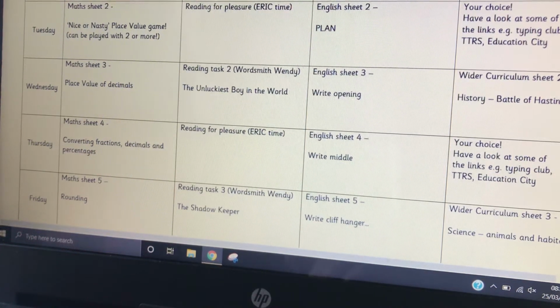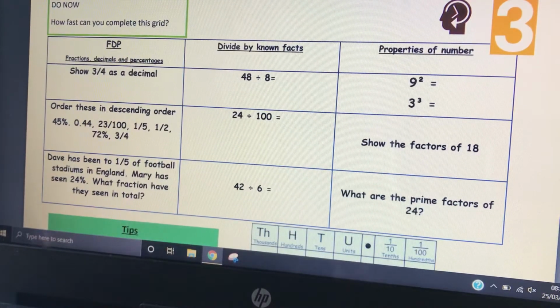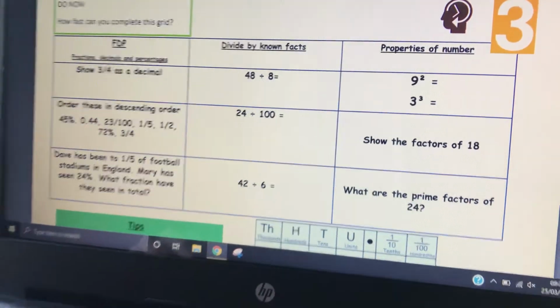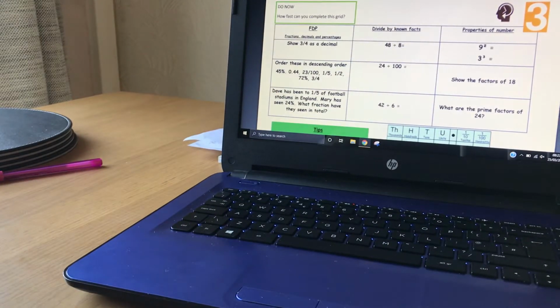Morning Year 5s, it's Wednesday and it is Maths Sheet 3, place value of decimals. So we'll have a little look at the do now, which remember, lots of things we've done over the past. So I'm just going to slide that back and we'll have a little look at this together.